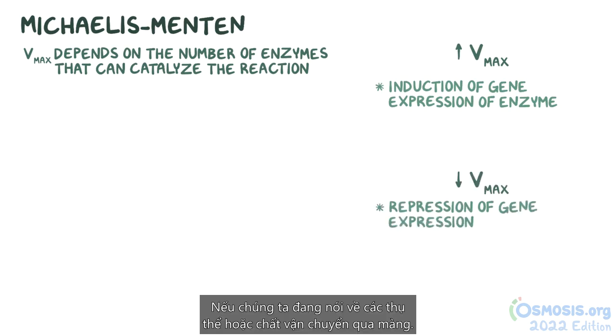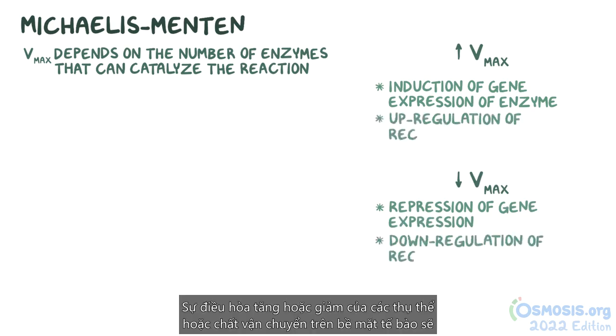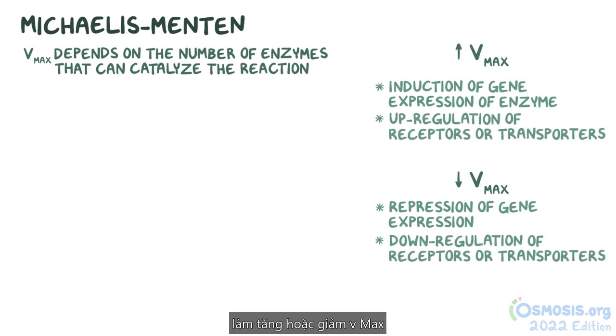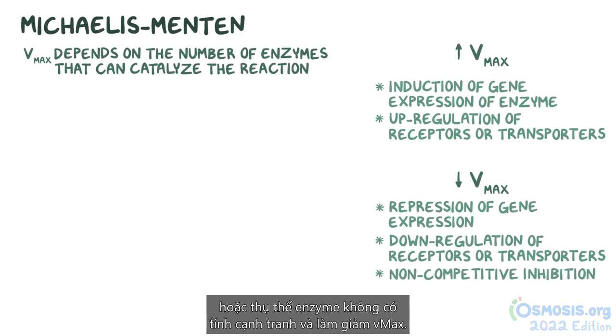If we're talking about membrane receptors or transporters, upregulation or downregulation of receptors or transporters on a cell's surface would cause an increase or decrease in Vmax, respectively. Finally, a drug might block enzymes, transporters, or receptors non-competitively and cause a decrease in Vmax.